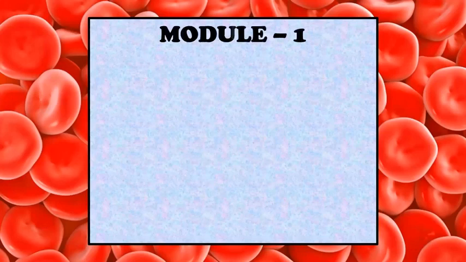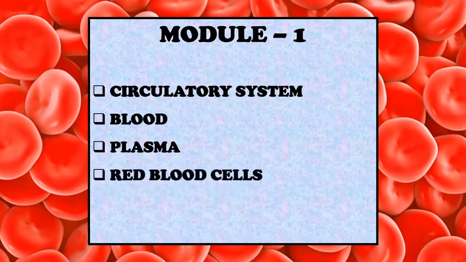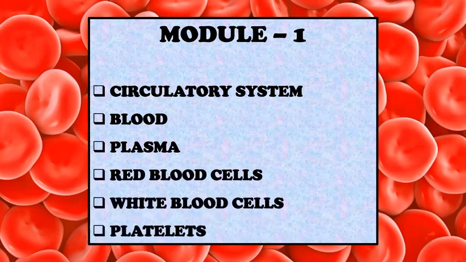In this module 1, we will study the circulatory system and we will discuss blood and the various components of blood: plasma, red blood cells, white blood cells, and platelets.